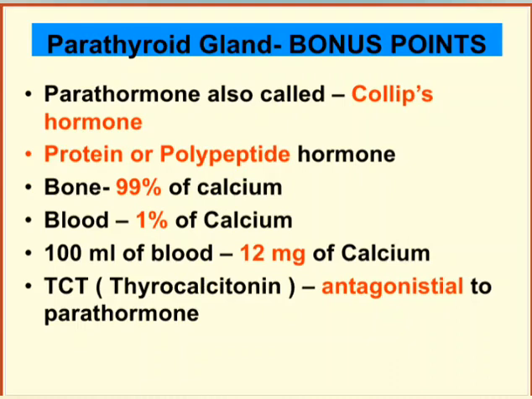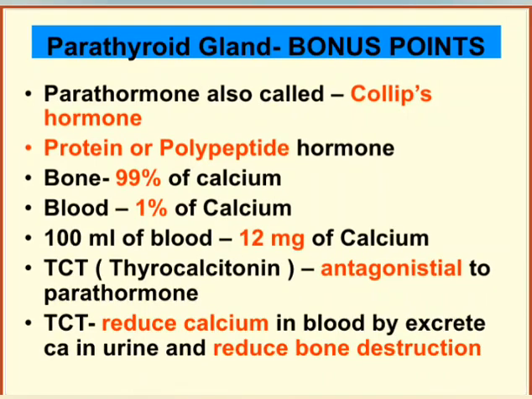As we discussed earlier, TCT, thyrocalcitonin, and parathormone, PTH, both work in an opposite manner. That means the PTH increases the calcium level in the blood. The TCT reduces the calcium level in the blood. So both work antagonistically. The TCT reduces the calcium level in the blood by excreting the excess calcium through urine and reduces bone destruction.